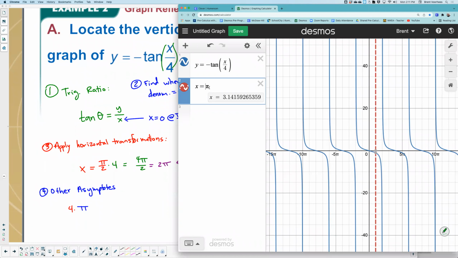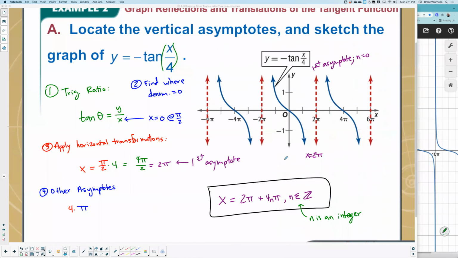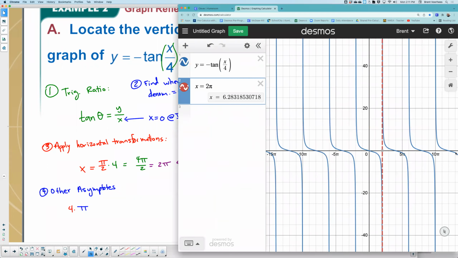We said it's 2 pi. Does that separate it perfectly? Okay, that's the first asymptote. What we're saying is the other ones occur 4 pi away. So let's do a little mental math. If this is 2 pi and you're going to add 4 pi, what's 2 pi plus 4 pi? 6 pi. So that's why this next asymptote is at 6 pi, because 2 pi plus 4 pi equals 6 pi. And so that's why you get that one there.